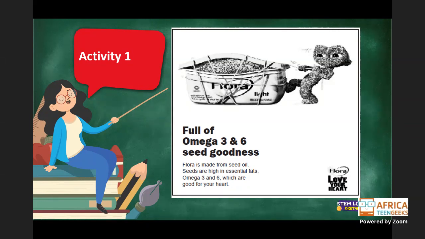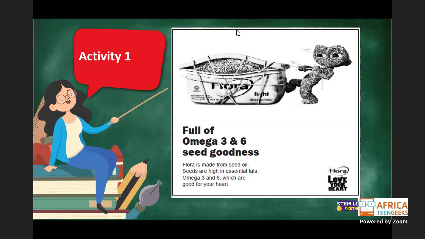Okay, so I want you to just have a look at this advertisement. So what are the things that stand out for you? Okay, so just let me know before we continue. What are the things that stand out for you? What do you think the message is behind this picture here? All right, please just jot down your answers on the chat section.